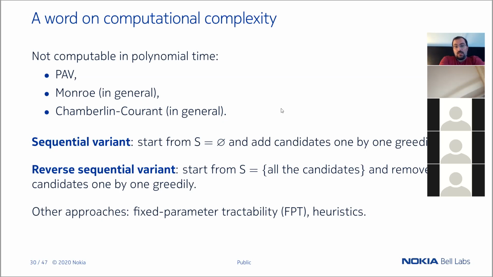Another existing approach to limit the problem of computational complexity is to study the fixed-parameter tractability of these kinds of questions. Typically, these voting rules are difficult to compute when the size of the committee is large. But if you want to use them for a committee of 2 or 3 candidates, of course, most of the time it will be easy to compute.